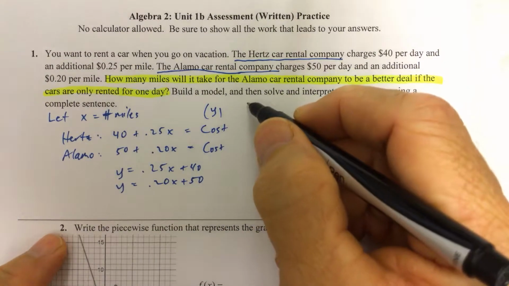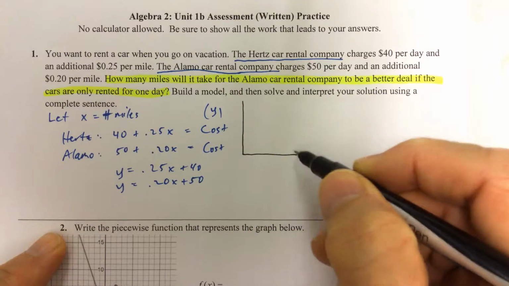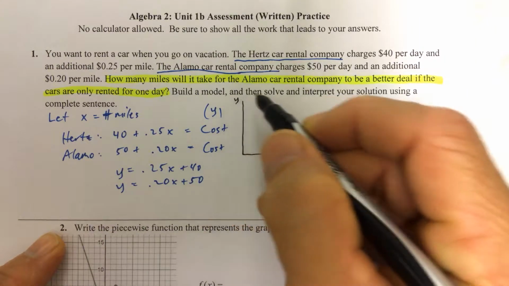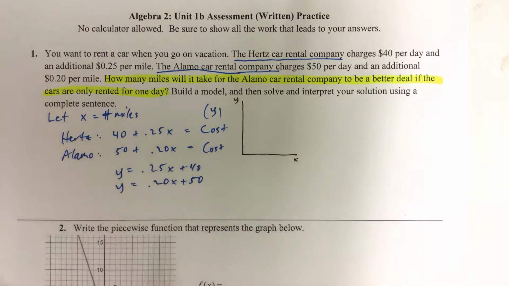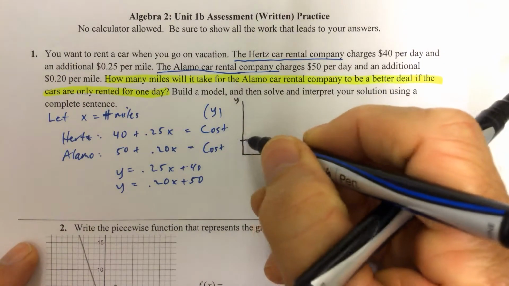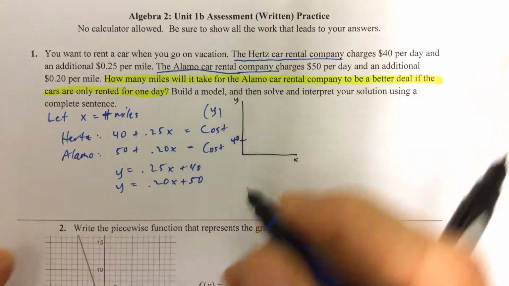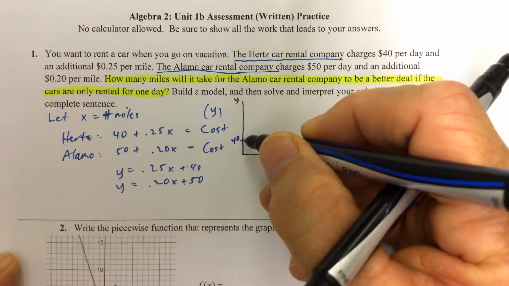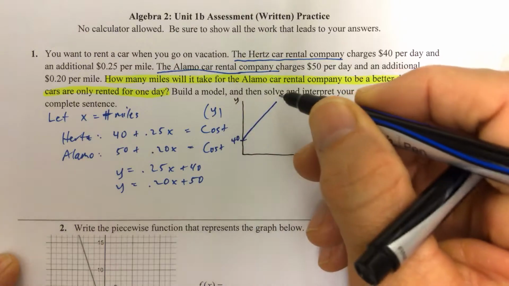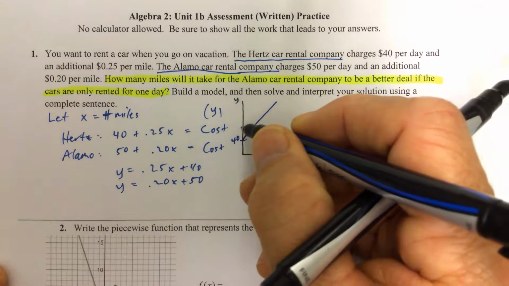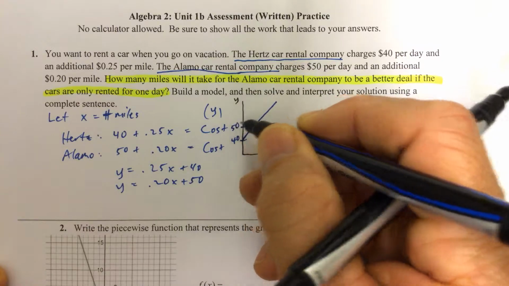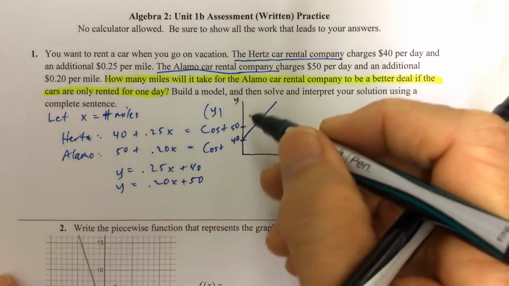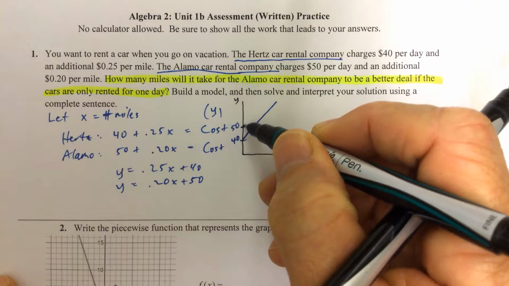If we wanted to graph each of these lines, we could say, okay, x is the number of miles, and y is the cost. The Hertz starts off at a lower initial price, but the rate of change, the cost per mile, is 25 cents, so that might look something like that. And then the Alamo rental car company, they charge $50 up front, but their cost per mile is a little bit less. It's 20 cents. So it's going to look something like that.